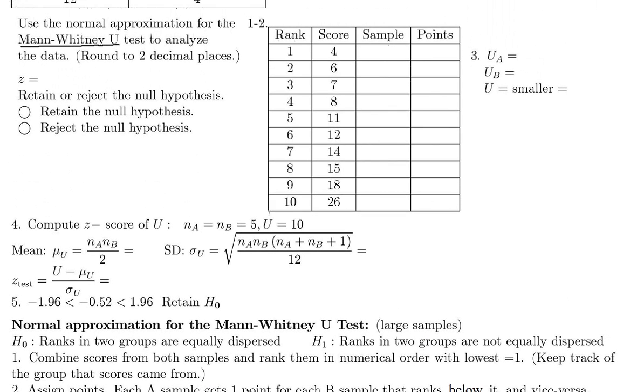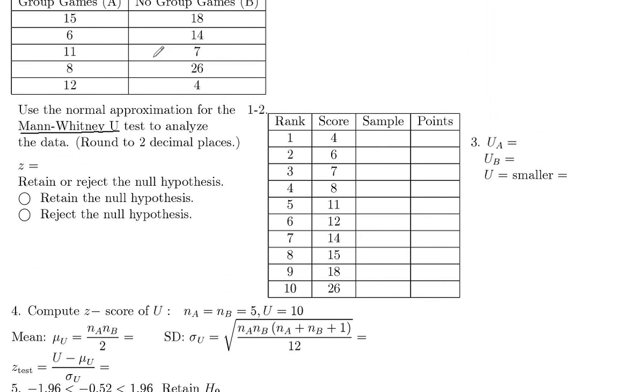So first of all, what I did was I took the data here and I brought it down and I put it in ranked order here from smallest to highest. So the smallest score we're going to rank as first, rank 1. Second smallest score we're ranking 2, so smaller scores have higher ranks the way we're setting this up. But we want to keep track of which samples these numbers came from. So first of all, the A sample was the 15, 6, 11, 8, and 12.